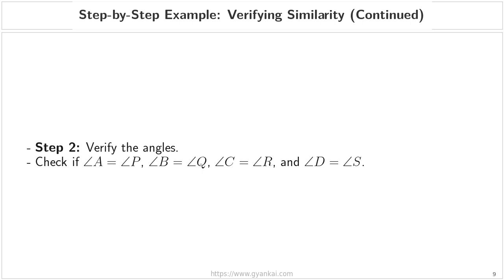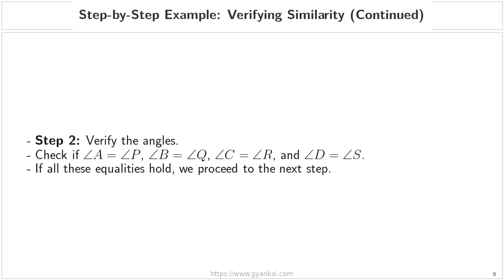It is vital to be thorough here. If even one of these angle pairs does not match, the condition for similarity fails immediately. However, if all these equalities hold true, then we have passed the first hurdle, and we can proceed to the next step to check the side ratios.